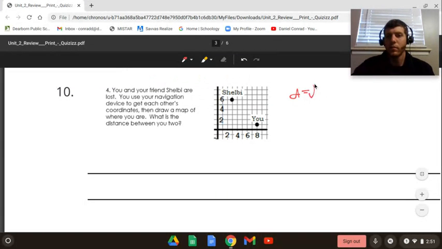Our distance formula is square root of the change in x squared plus the change in y squared, which is also x2 minus x1 squared plus y2 minus y1 squared.